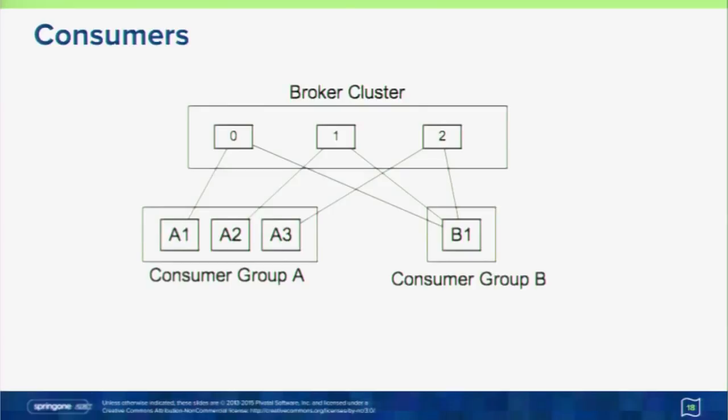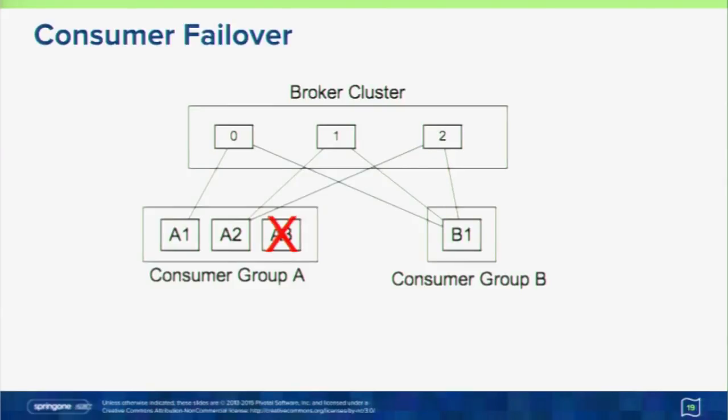So the question is, what if you add more consumers to the consumer group? In this case, let's say you added A4, nothing would happen because there's no partitions for it to read from. You can only have, within a consumer group, a partition being read by one and only one consumer. So here, if we added A4 in, it would be idle.